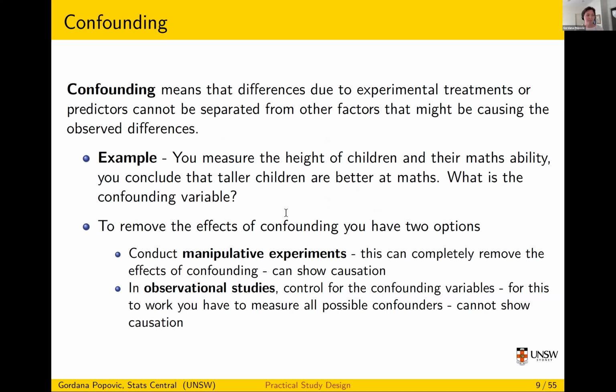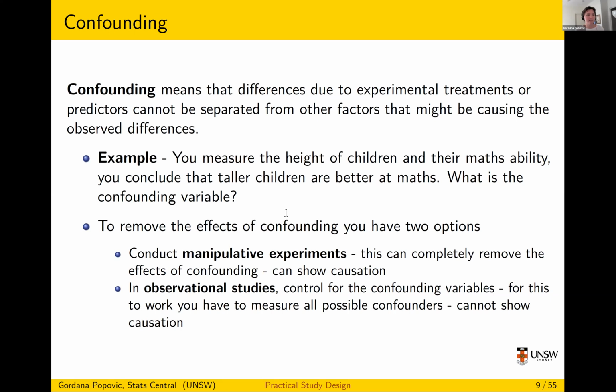So here is an example, and maybe I'll try and get you people to type in the chat. So get ready to type in the chat. You measure the height of some children. You go to a school and you pick a bunch of children at random and you measure their height and you give them a maths test at the same time. And then you get your sample of students from this population of the school, and you conclude that taller children are better at maths.